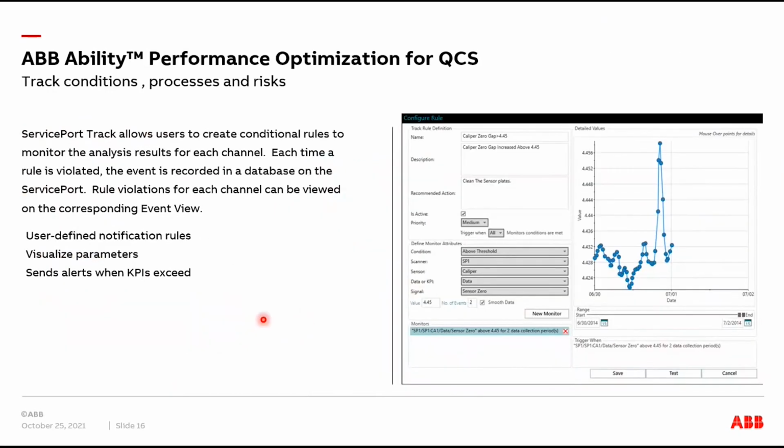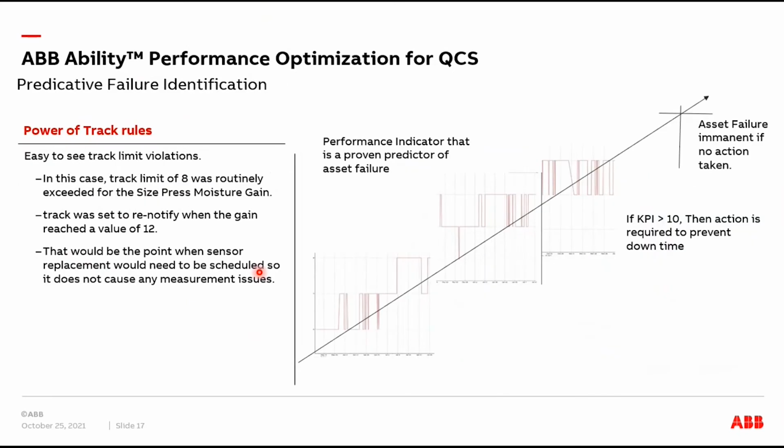So this is one example of the service port track rules, how the track rules are created to generate a proactive alert. The service port track rules allow the user to create conditional rules to monitor the analysis result of each channel. Each time a rule is violated, an event is recorded in the database, and for each rule violation, it can be viewed in the event view, or an alert can be created to send it to the mailbox.